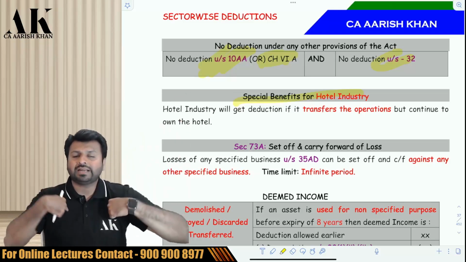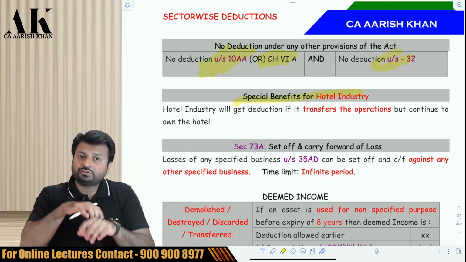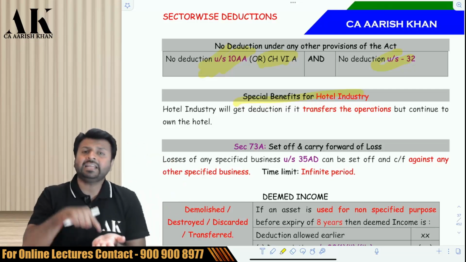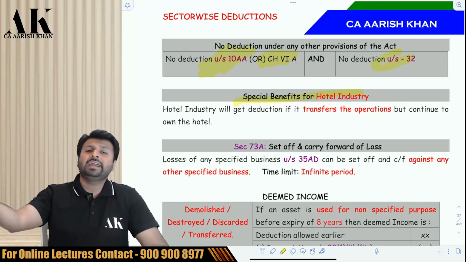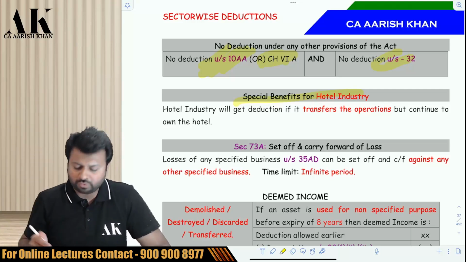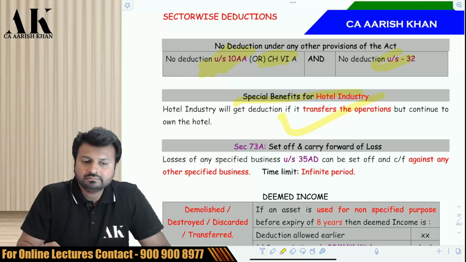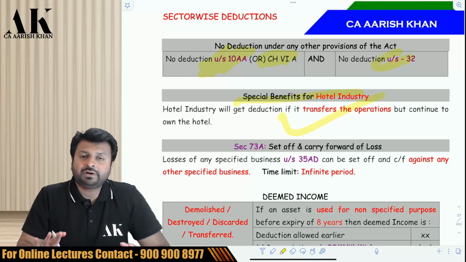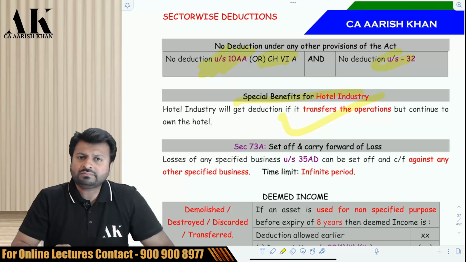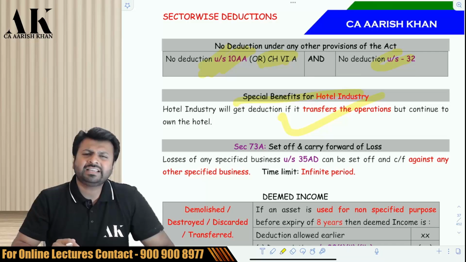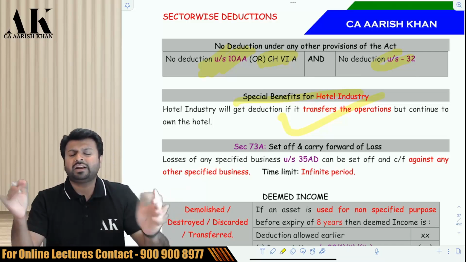So the government understood the nature of business and the problem of this particular industry, and said in the Finance Act 2012 that if an assessee is engaged in the business of building a hotel, it will be allowed deduction even if the operations are transferred to some other person. Even if you transfer the operation, but you build the hotel and own the hotel, you will get the deduction. Don't worry about it. Now, there are a lot of deductions available over here. Under Section 35AD, you will get a 100% deduction on capital expenditure on all assets excluding land, goodwill and financial instruments. Rest all, you will get 100% capital expenditure deduction.